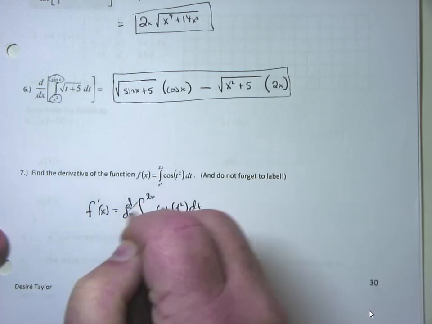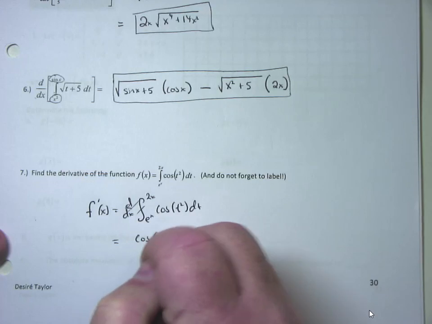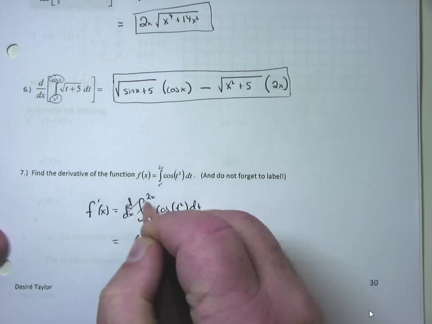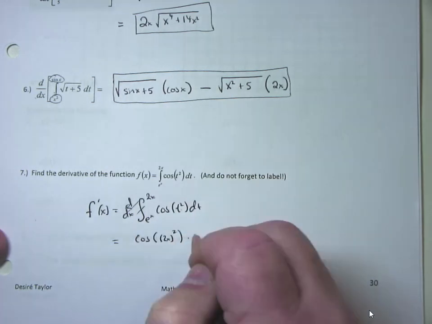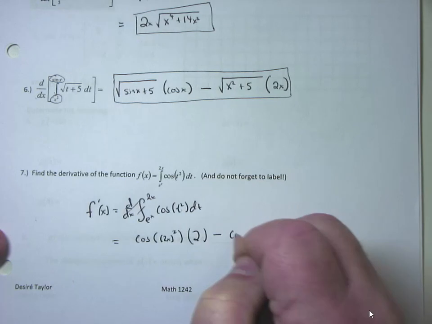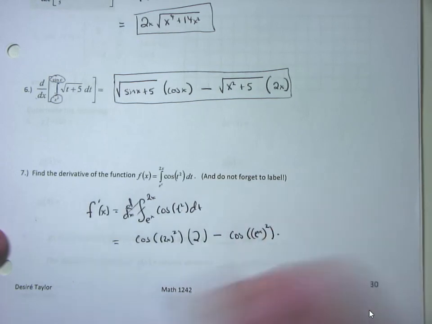But we know that the derivative and integral cancel, so you're going to basically get the cosine of 2x, and we're squaring it, literally just plug it in for t there. Chain rule times derivative of the inside, which will be 2, minus plug in bottom: the cosine of e to the x squared times derivative of the inside.